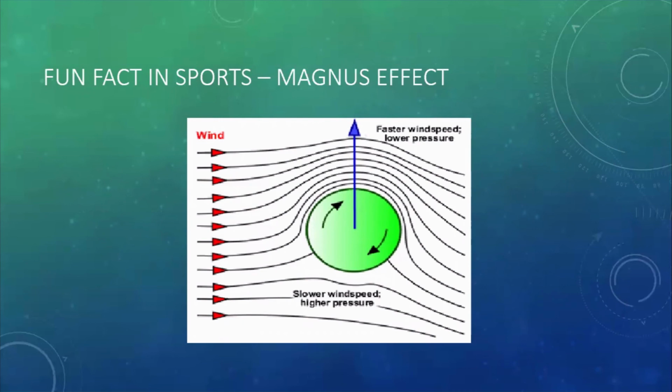Have you ever wondered why balls in many sports tend to curve? It is called the Magnus effect, and this is a direct result of Bernoulli's principle. As we can see in the picture, the wind is blowing as normal, and then the ball goes rolling. The faster the wind speed is, the lower the pressure it will apply. The slower the wind speed, the higher the pressure it will apply. So the resultant net force will tend to move the ball to the left.